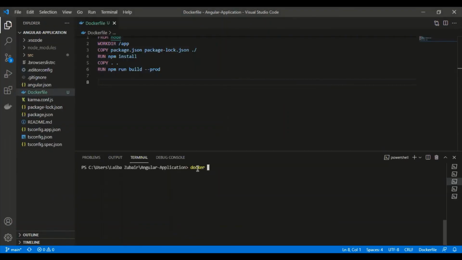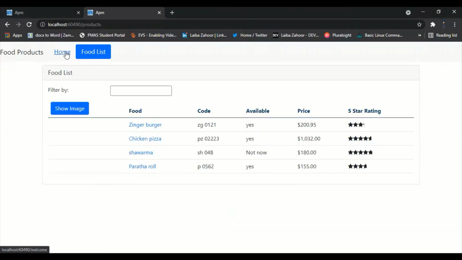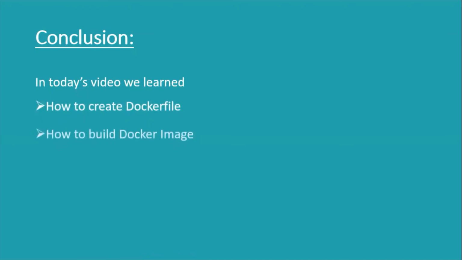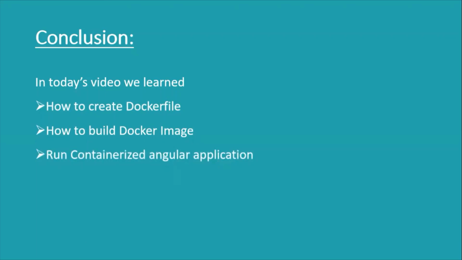For this, we will use docker run with the port flag and the name of our image. So here you can see my containerized Angular application is successfully running on port 60490. And here is my containerized Angular application. In this video, we learned how to create a Dockerfile, how to build Docker images, and how to run a containerized Angular application.